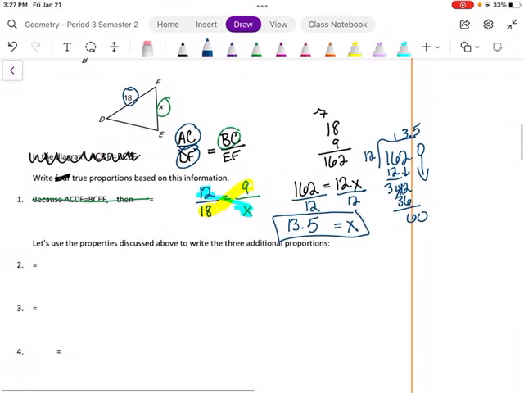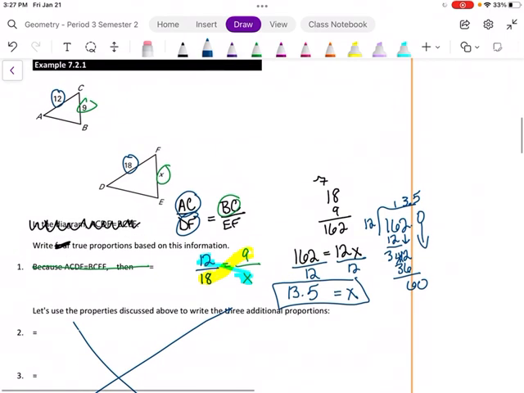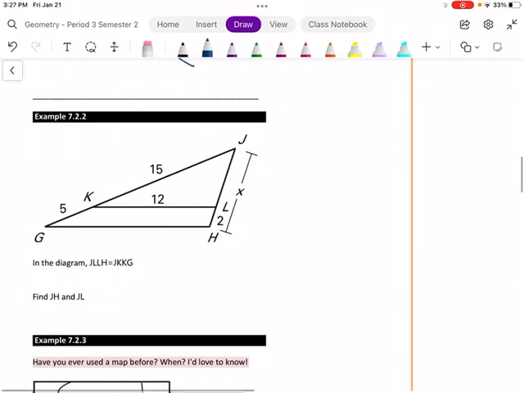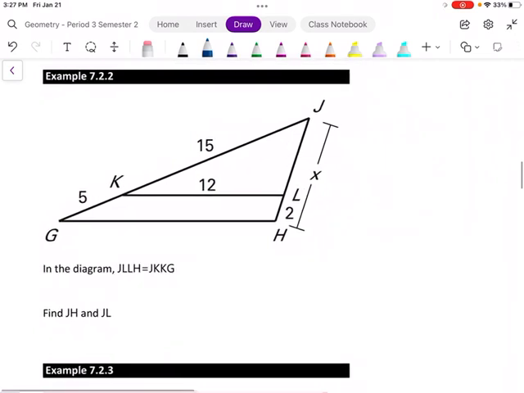Right. And you can just cross out this bottom part, and we're going to skip that for today. Alright, so that's how we can use proportions to solve for a variable. So again, we're going to add in the fraction bars that got deleted here. It should be JL over HL is equal to JK over KG.